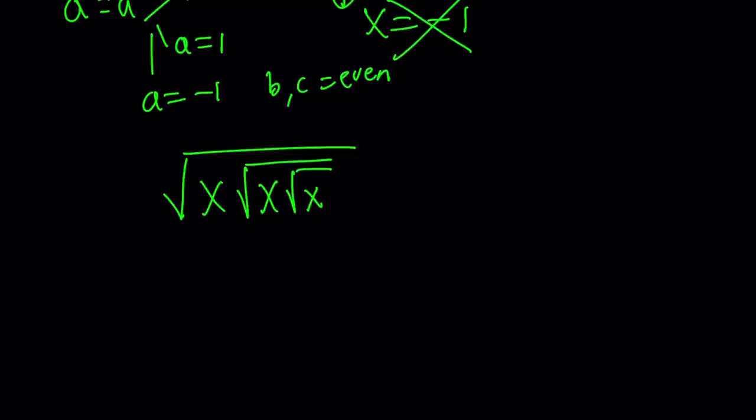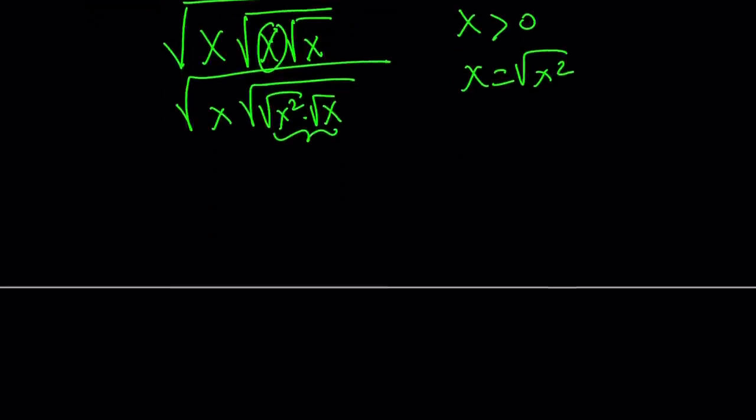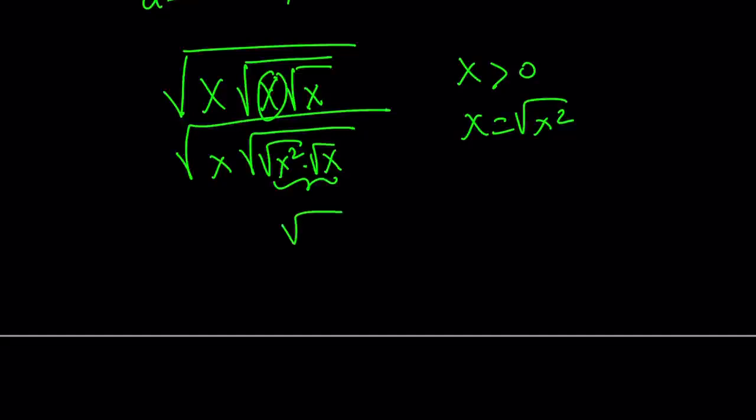So I can also do the following. When you have something like x times square root of x, you can write this x as square root of x squared, as long as x is positive. So here you can basically write this as square root of x squared times square root of x. But then you have to square root it, multiply by x, and square root it again. Now, since we have two radicals, they can be multiplied, and that gives us square root of x cubed.